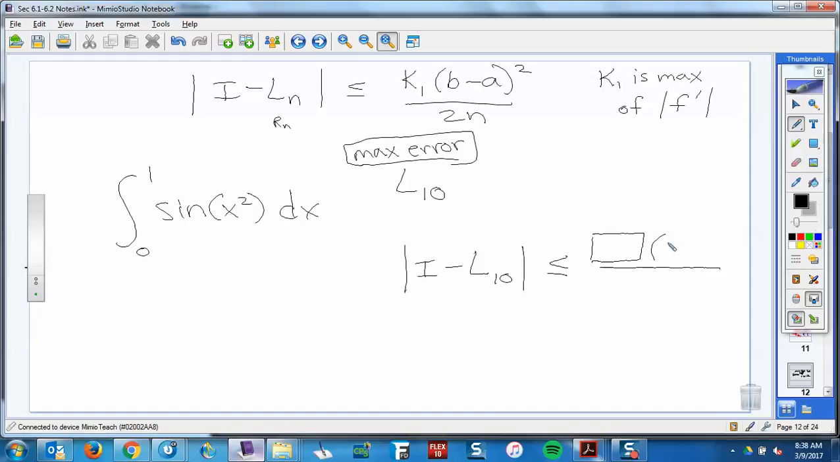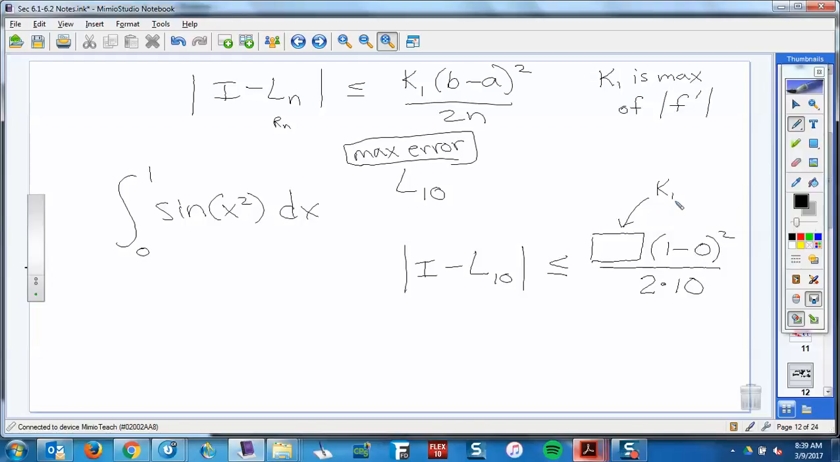So for this problem, it'll be 1 minus 0, squared, over 2 times 10, right? 2n. N is the number of subdivisions, and we have 10 subdivisions. Okay? You're going to get graded on your final answer, but I'm really going to be looking for what you had in that box right there. And that's what we've got to talk about.